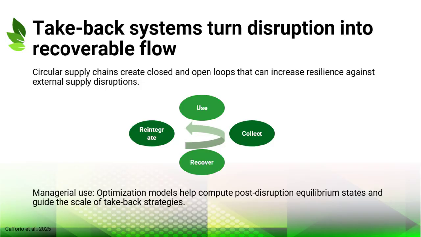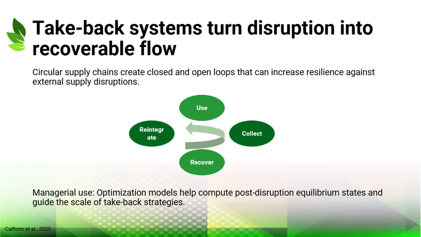Take-back systems are one of the clearest examples of circular resilience. In a linear model, products usually leave the company and become waste at the end of use. In a circular model, the firm designs channels to collect, recover, and reintegrate materials. This creates closed or open loops that can reduce dependence on uncertain virgin inputs. The slide shows a simple flow: use, collect, recover, and reintegrate.